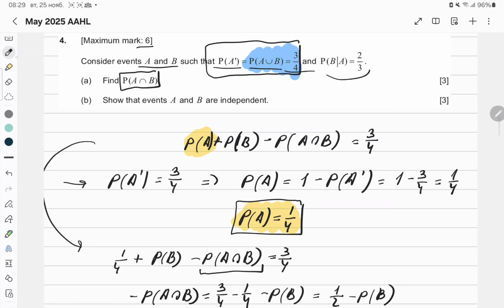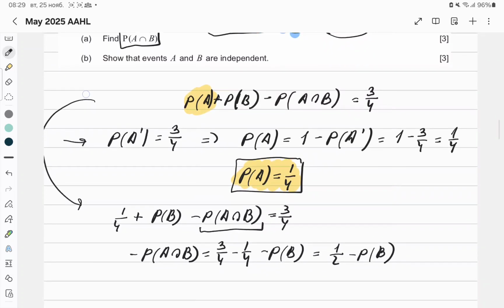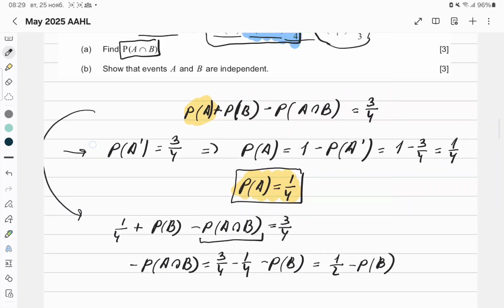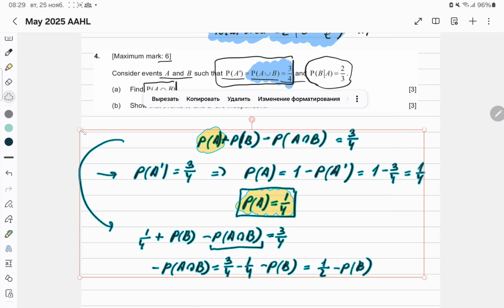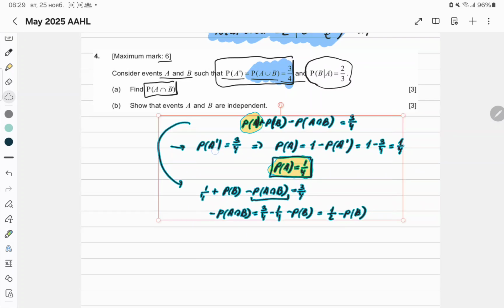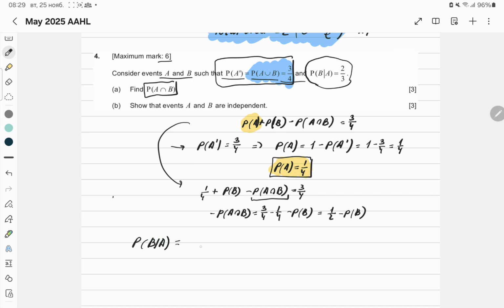We have only another piece of information, which gives us the conditional probability: P of B given A is equal to 2/3. So let's use the formula of conditional probability. I'm going to make this part smaller. I hope this was clear. Now let's use the formula: P of B given A is equal to, according to the formula booklet, P of B intersection A over P of A, and it is equal to 2/3.